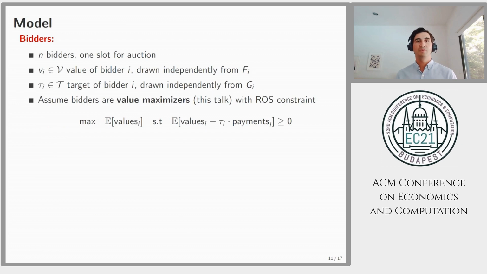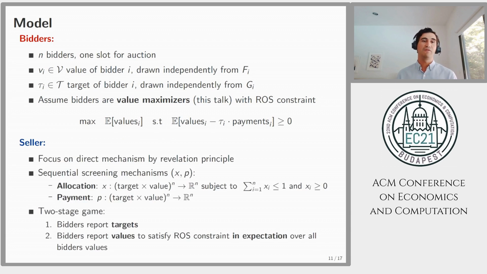Now, our model: we're going to assume that we have n bidders and one slot that is being auctioned. Bidders have values Vi that are drawn independently from some distribution Fi, and bidder i has a target tau that is drawn from another distribution. We're going to assume for this talk that bidders are value maximizers with a return on spend constraint, or ROS for short. That means that bidders are maximizing their respective value subject to the constraint that the ratio of values to payment should be greater than the target. Here, instead of writing this as a fractional constraint, we linearize it and write it in this equivalent mathematical form that is more amenable to analysis.